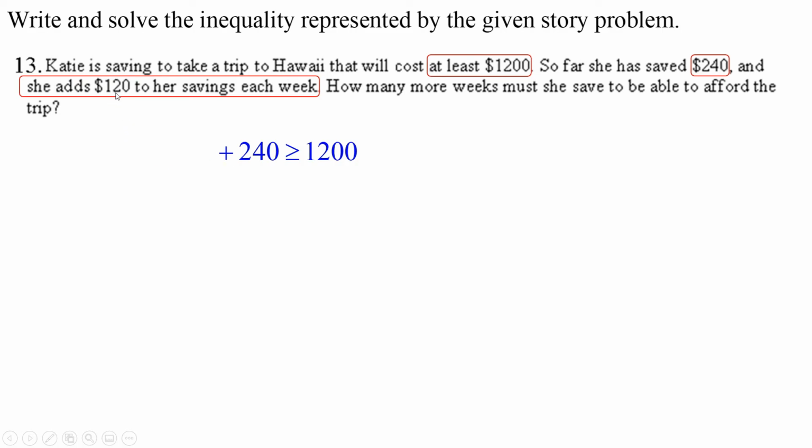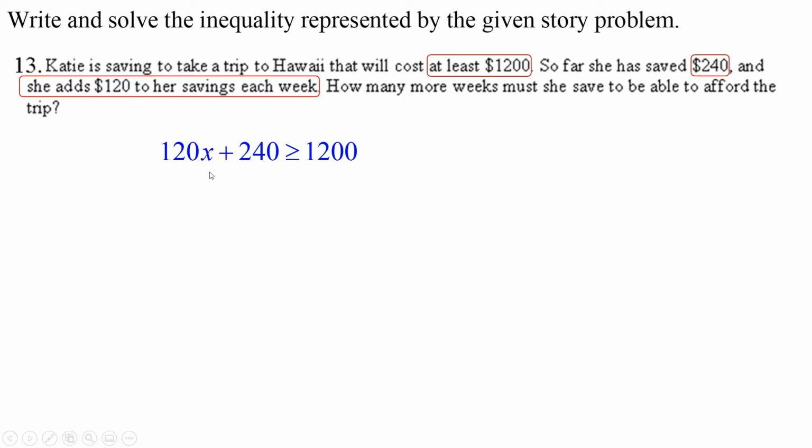$120 times the number of weeks she is saving. I would let x equal the number of weeks and go 120x. And there is my inequality. Now, how many more weeks must she save to be able to afford the trip? So now all we're going to do is solve that inequality.